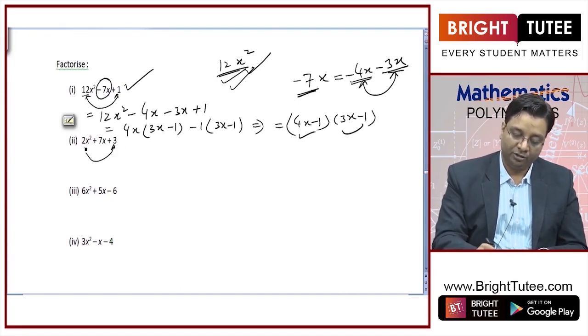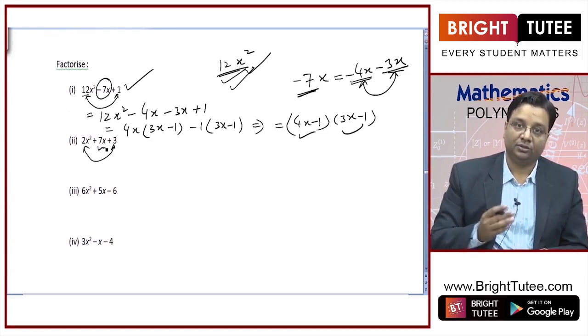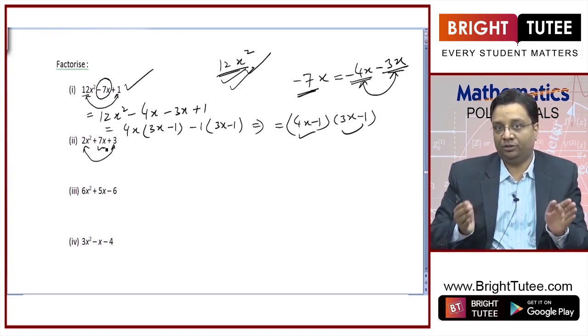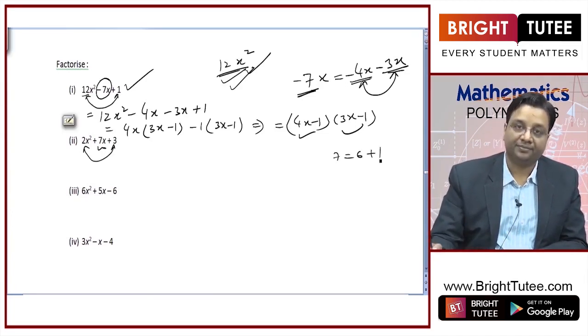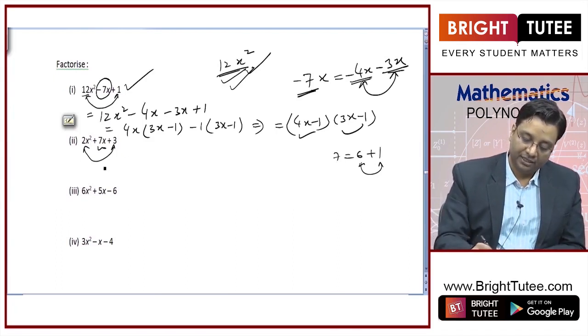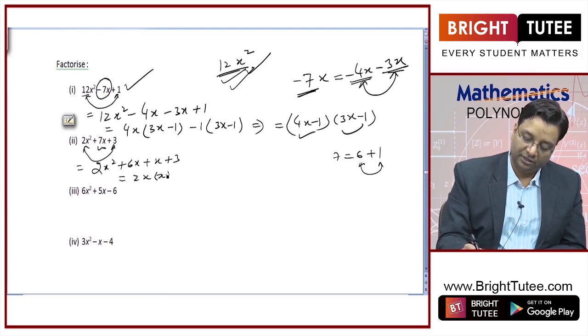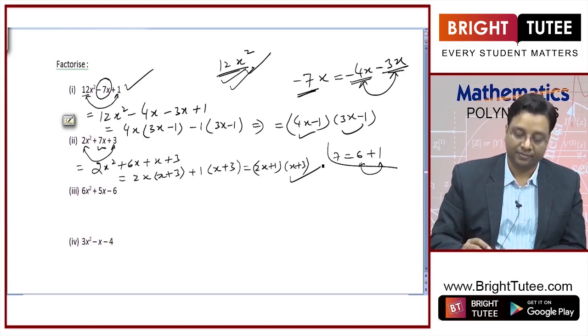In this, I need to produce 6x square by splitting 7x. So 7 can be split as 6 plus 1. Their product is 6, right? And their sum is 7. So this can be written as 2x square plus 6x plus x plus 3. If I take 2x common, x plus 3, plus 1 common, x plus 3. So this is 2x plus 1 into x plus 3, and these are the factors.